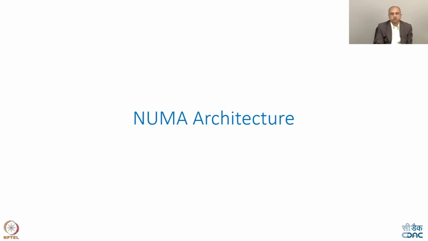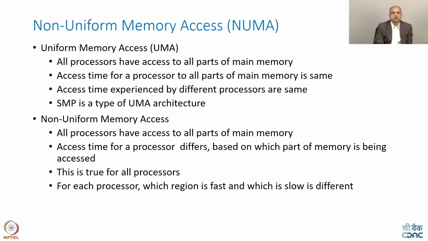Now, coming to the non-uniform memory access. To understand non-uniform memory access, first we need to see what is uniform memory access, which is what I described in case of SMP in the previous slide. To recall, all processors have access to all parts of memory, and the access time is the same for all processors. So, that makes it a unified memory architecture.